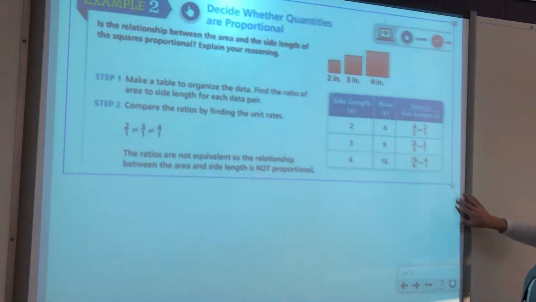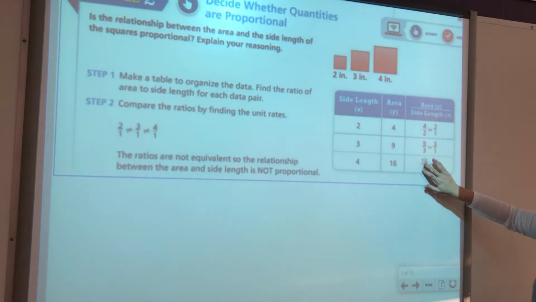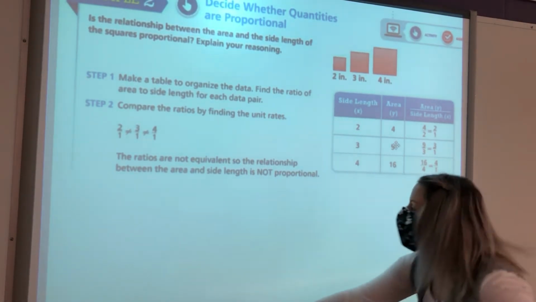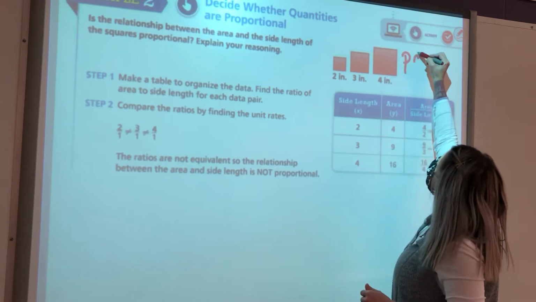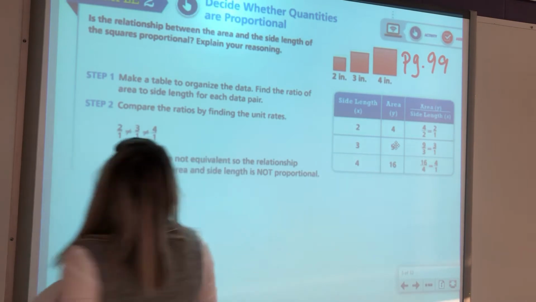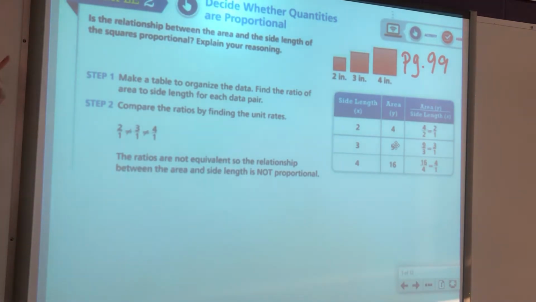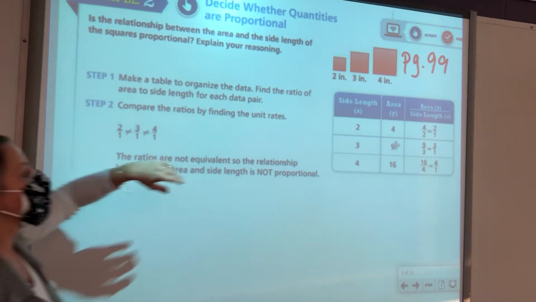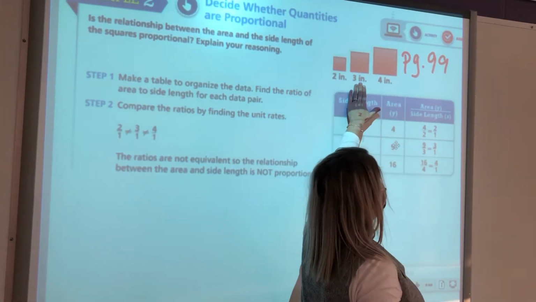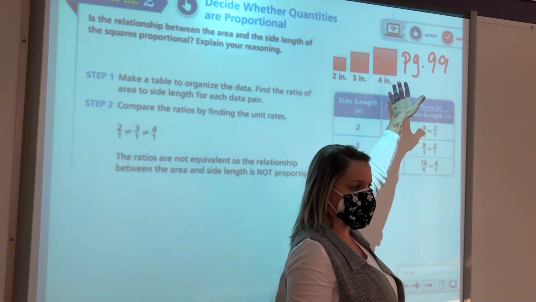So here's an example. And again, what page is this, 99? Yep. Okay. So we're on page 99. In page 99, we see this relationship. And they're asking, is the relationship between the area and the side length of the squares proportional? So we have 3 different squares. 2 inches by 2 inches, 3 inches by 3 inches, and 4 inches by 4 inches.